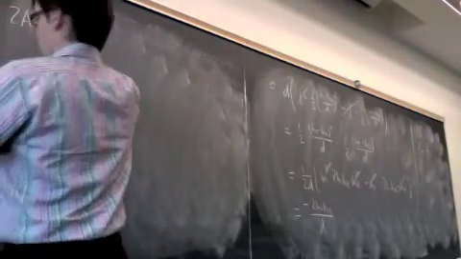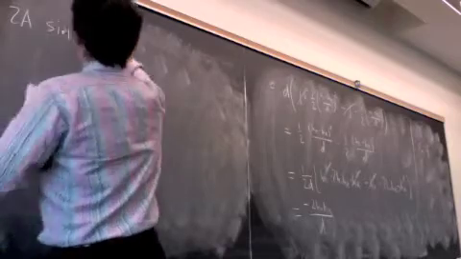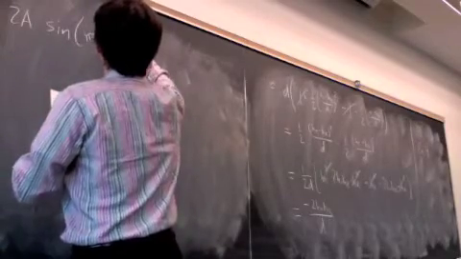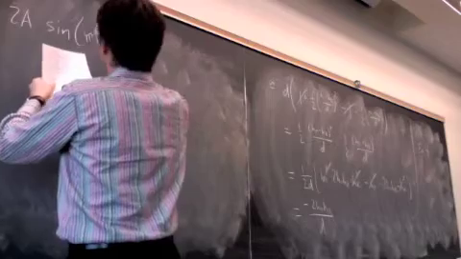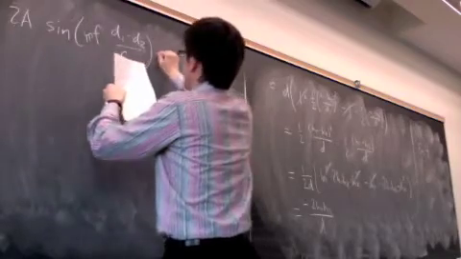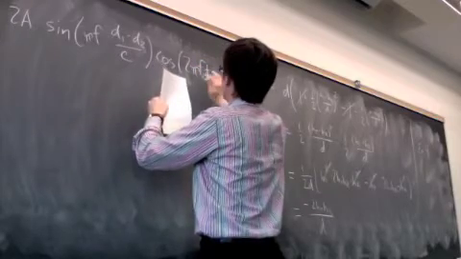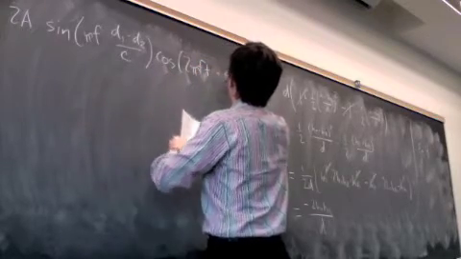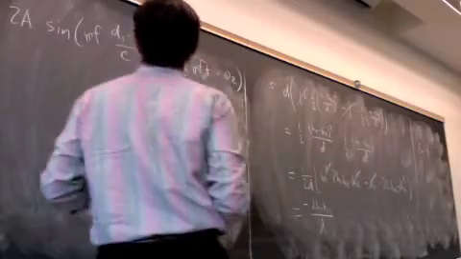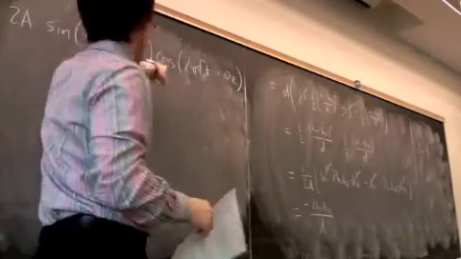2A sine of (2 pi f d1 over c) times cos(2 pi f t plus theta r). Here's my phase term, there's my signal term.